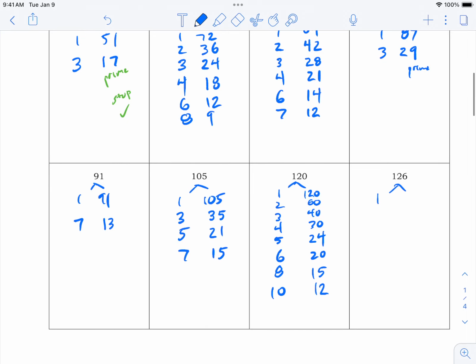1 more to go. 1 times 126. It's even. 2 times, let's see, that would be 63. 6 plus 2 plus 1 is 9, and so 3 is going to work. 3 into 12, 4, 3 into 6 twice.